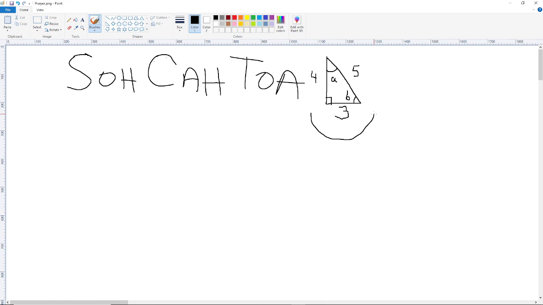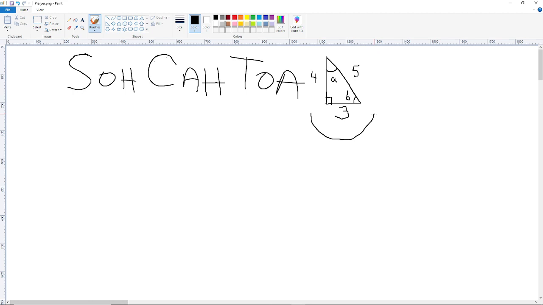So cosine is adjacent over hypotenuse. The adjacent side, the side that's next to the angle, that's not the hypotenuse, divided by the hypotenuse. And tangent is opposite over adjacent. The opposite side, the side that's opposite of the angle, divided by the length of the side that is adjacent.